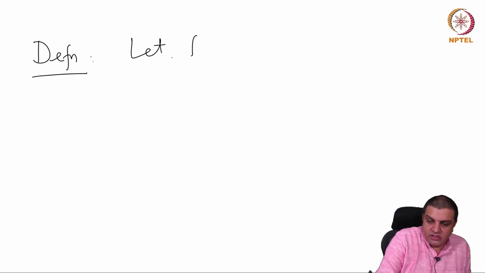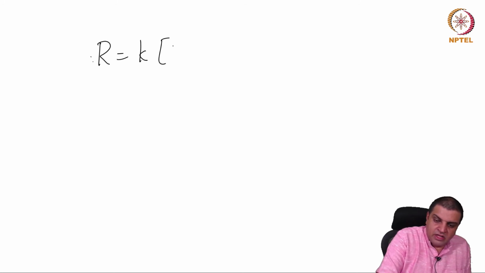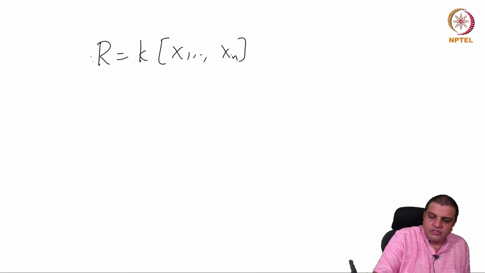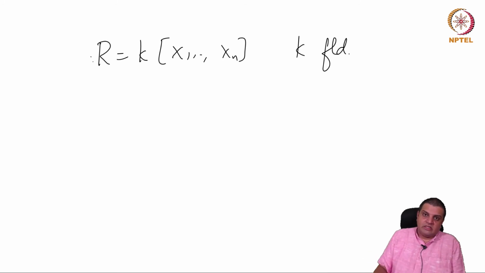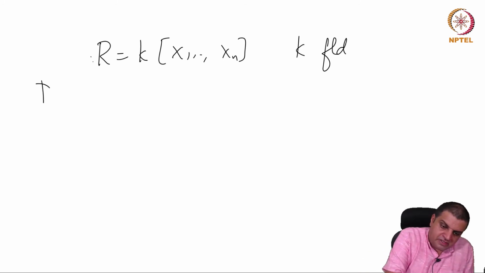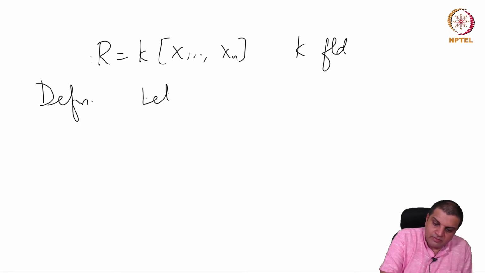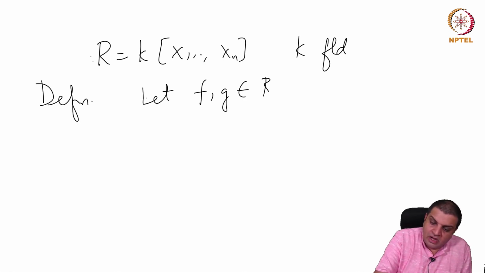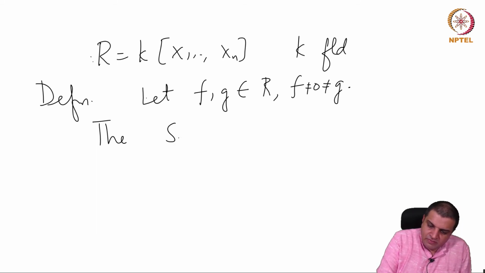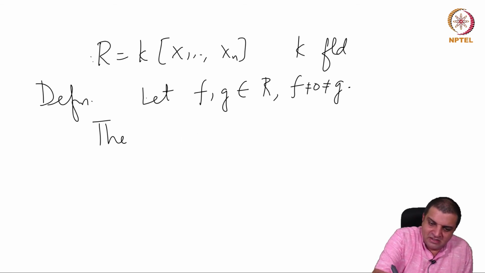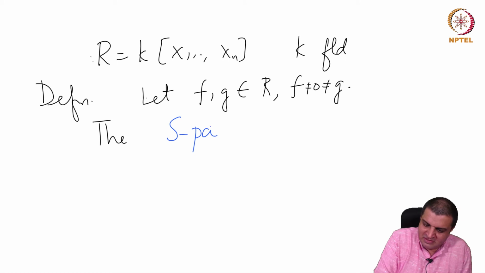Hereafter R is k[x1 through xn]. No assumption on k, it's a field, but no assumption that it is algebraically closed or not. Any field is fine. Definition. Let f and g be two non-zero polynomials in R. The S pair, I must apologize, I do not know why it's called a pair. It's a single polynomial, sorry, let me finish that.